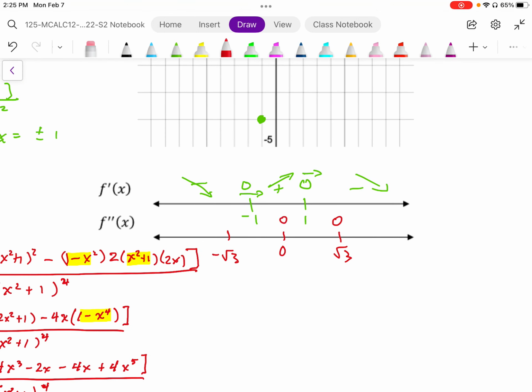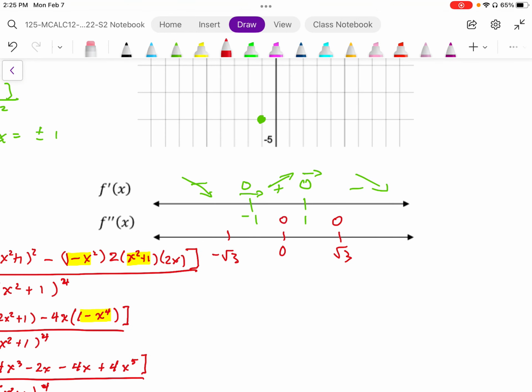Okay, so f double prime at negative 2, plugging that into my second derivative, I'm going to end up with negative in the numerator. So x squared minus 3 is positive times negative 2. So that's going to give me a negative. So I know that I have a negative concavity. Okay, so this is going to be negative concavity this way between negative root 3 and 0.